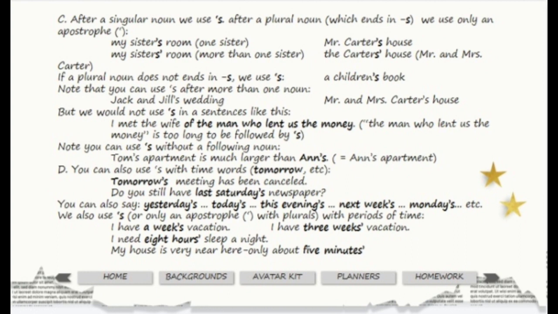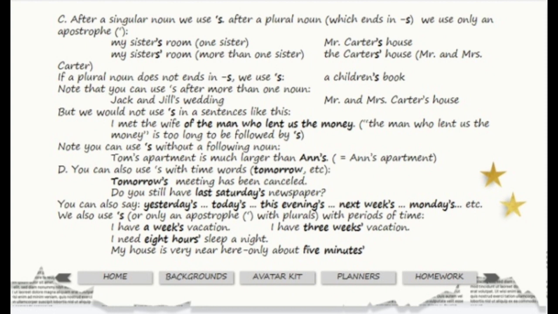C. After a singular noun, we use S. After a plural noun, which ends in S, we use only an apostrophe. For example, my sister's room, it means one sister. My sisters' room, it means more than one sister. Mr. Carter's house, the Carters' house, it means Mr. and Mrs. Carter. If a plural noun does not end in S, we use S. For example, a children's book.